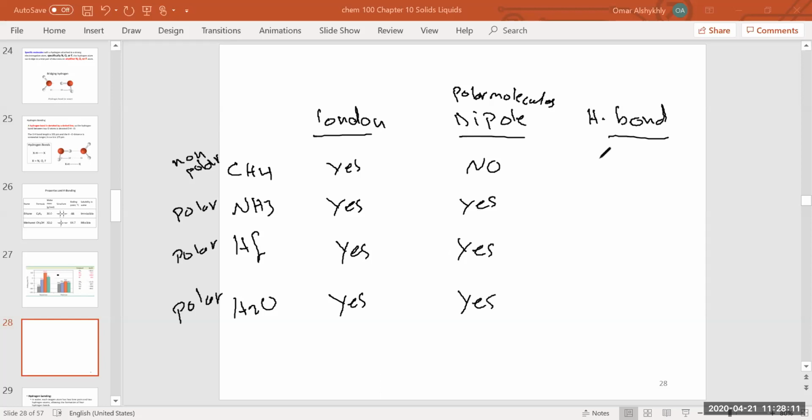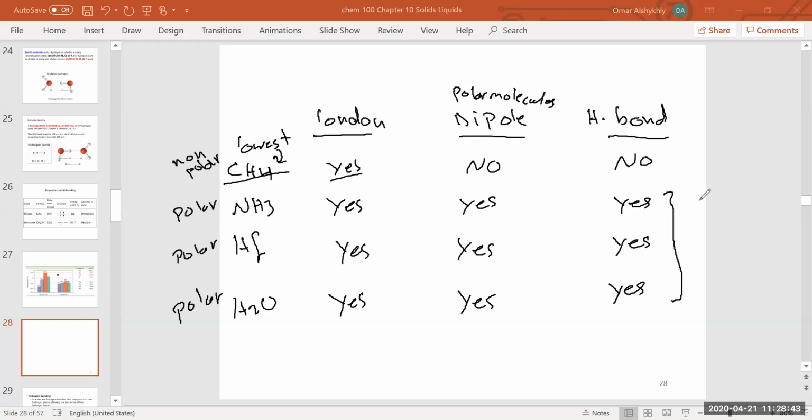Now hydrogen bond. CH4, no. NH3, yes. HF, yes. H2O, yes. Now we have these. First of all, CH4 will be the lowest. Why? Because it has only one type of intermolecular force. Now we need to understand these three molecules.